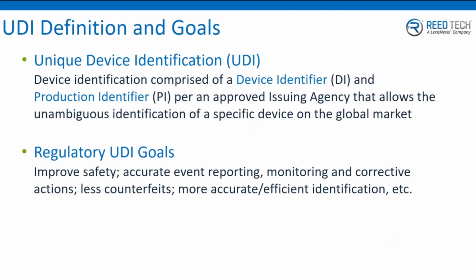UDI is comprised of two components, a device identifier and a production identifier. And that particular identification identifies a product throughout its whole life, anywhere in the world. So it does have some criteria to be very unique and not to be reused for any other device in the future. UDI is an initiative that is being promoted by various regulatory bodies.